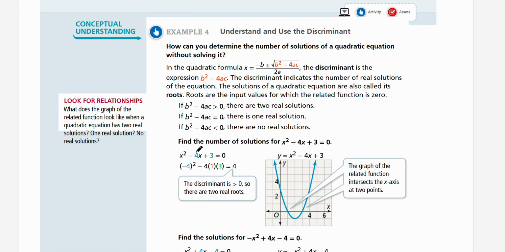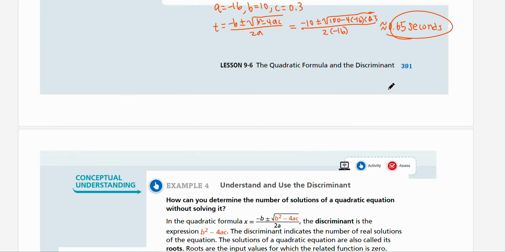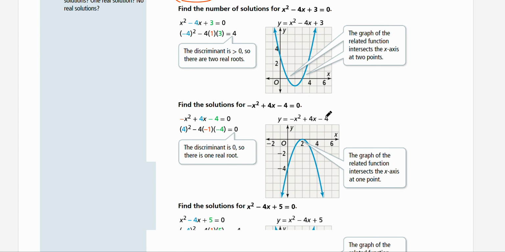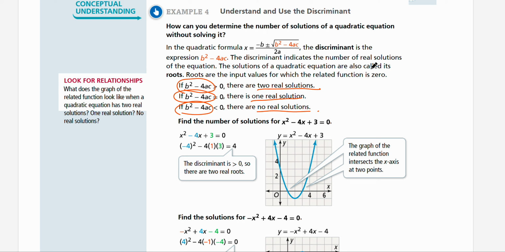So let's look at some examples here. If the discriminant is positive, there are 2 real solutions. If the discriminant is 0, there's exactly 1 real solution. If the discriminant is less than 0, there are no real solutions. So this is very similar to the patterns we saw in the first explore and reason example, right? But if we look at the discriminant, we can know for sure how many real solutions we have, okay? Instead of trying to figure out all of them one by one.